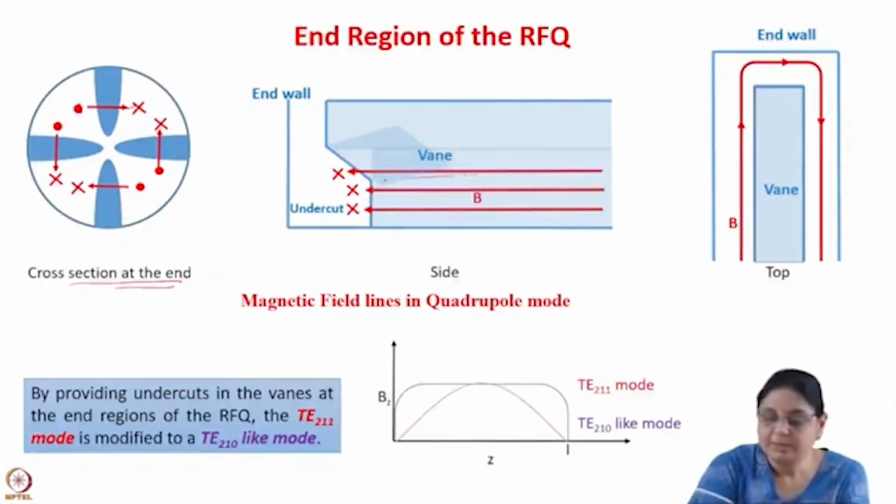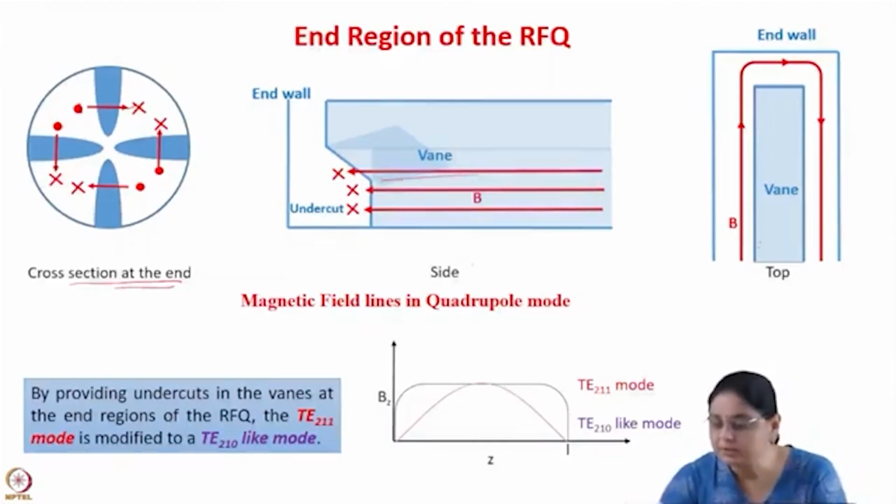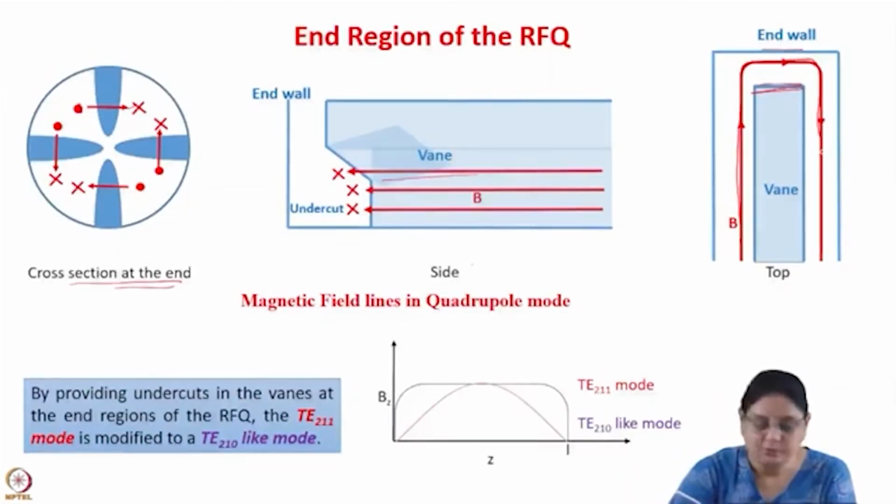Again, the same thing is shown here from the side view, and this is the top view. This is the vane, this is the end wall. There is a gap between the vane and the end wall, so the magnetic field lines have space and they turn over into the next quadrant.